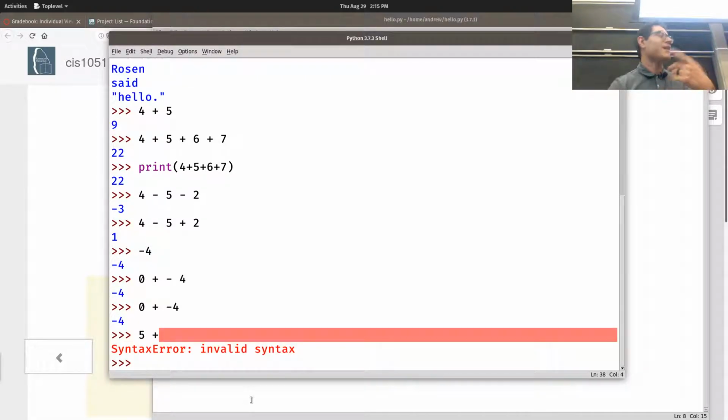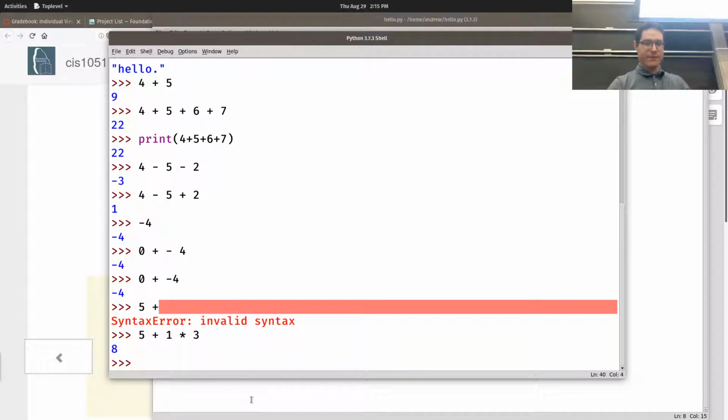Oh, sorry, the reason it gave me an error there is that I had that highlighted, then I pressed enter, which deleted everything there, and then it proceeded to evaluate that. So that's why I got an invalid syntax there. So let's go ahead. That was 1 times 3, and that will give me 8. Right, order of operations. So we care about order of operations in Python a whole lot.